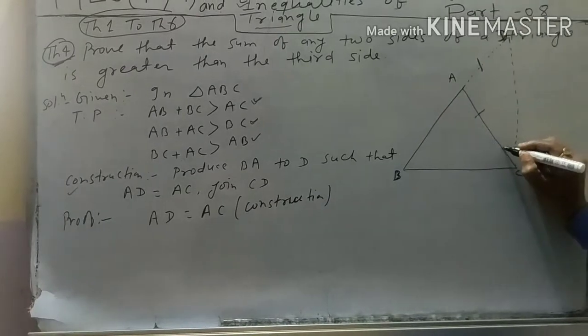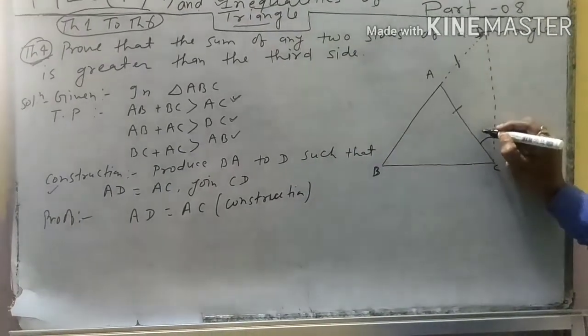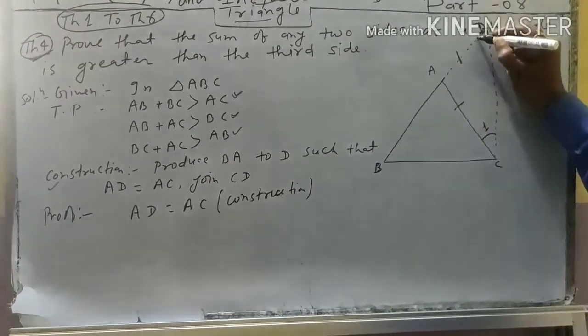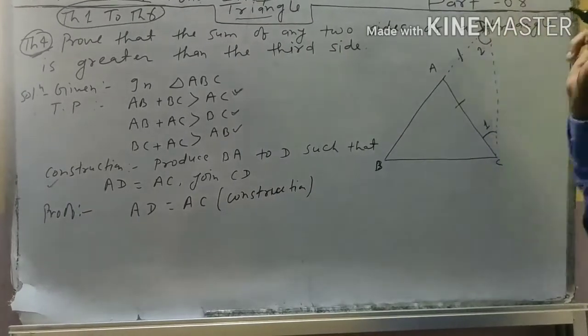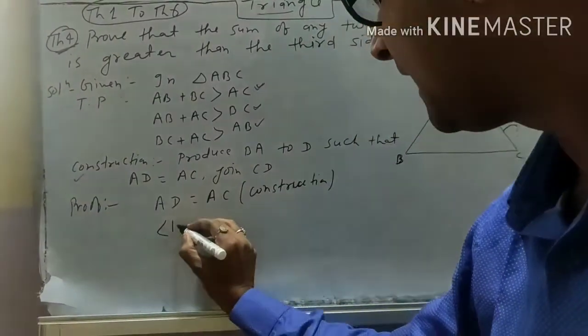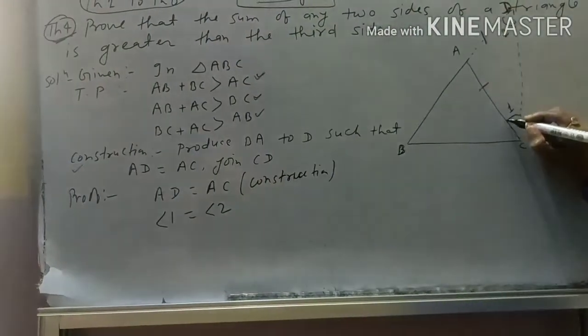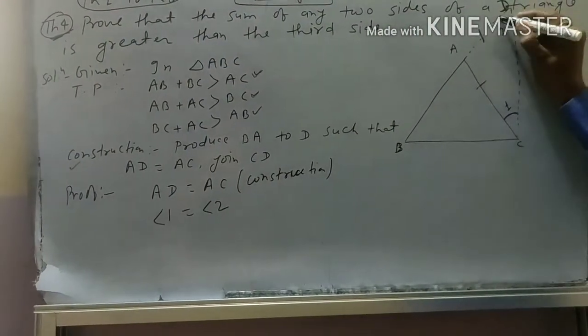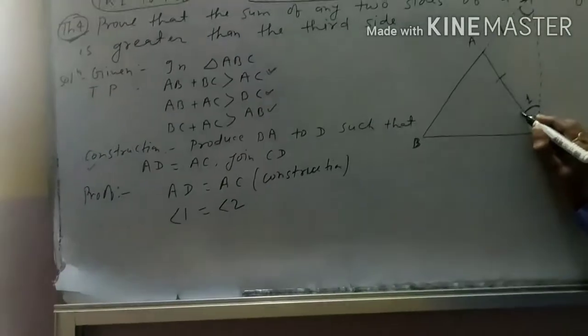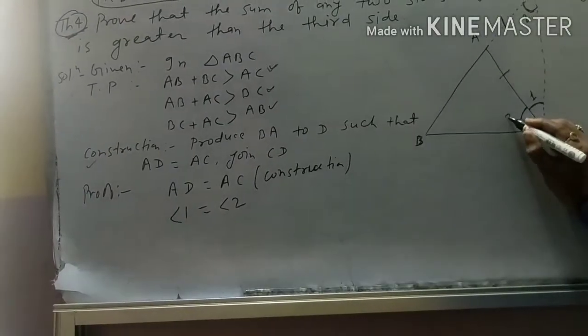So we know that, students, if two sides are equal, then the opposite angles are also equal. Suppose this angle is 1 and this angle is 2. So we can write here angle 1 is equal to angle 2. So these two angles are equal. Suppose this angle is 3.